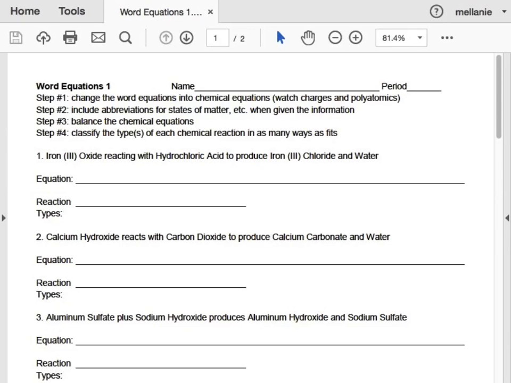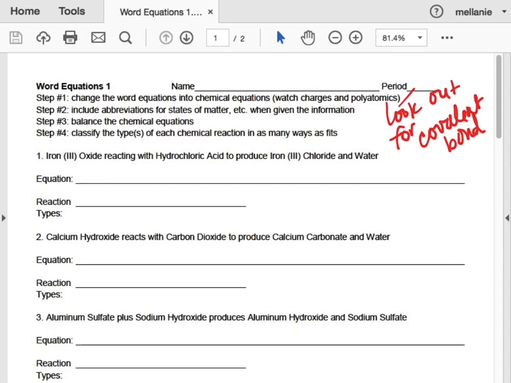Okay, so here are your steps. Step 1, change the word equation to formula equations. Keyword says watch your charges and your polyatomics. The other thing I want you to watch is to look out for covalent bonds. Because if you miss that covalent bond, you're going to be putting some formulas or some charges in there.